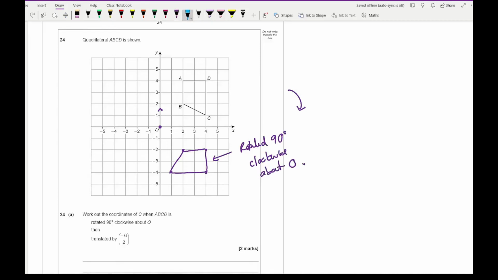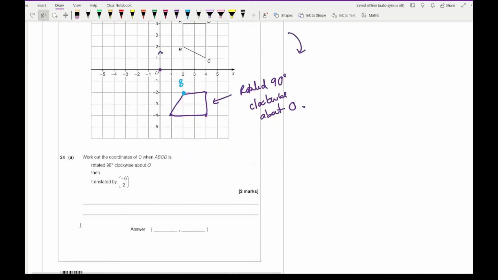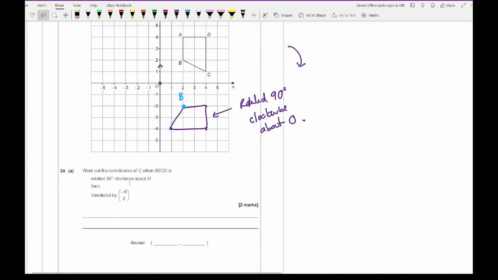Now for the translation, if we look at where point B is, which is here, and that's what we're looking for. Oh sorry, point C. So let me just get rid of B. So C is this point here, and what I'm going to do is move this point 6 to the left and 2 up. So I've got 1, 2, 3, 4, 5, 6, and then 2 up, which is here. And what's that coordinate? Well, it's (-5, -2).